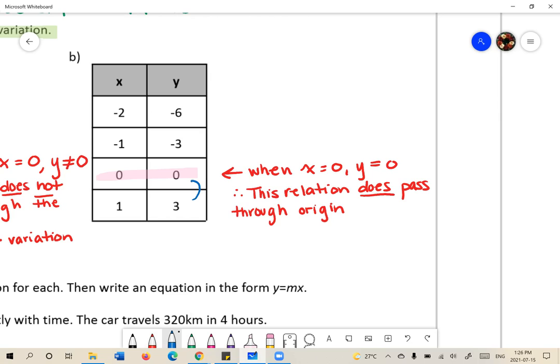So 3 subtract 0 is equal to 3. 0 subtract negative 3 is equal to 0 plus 3, which is equal to 3. And negative 3 subtract negative 6 is equal to negative 3 plus 6, which is equal to 3. Assessing my first differences, they are constant, which means that this is a linear relation.